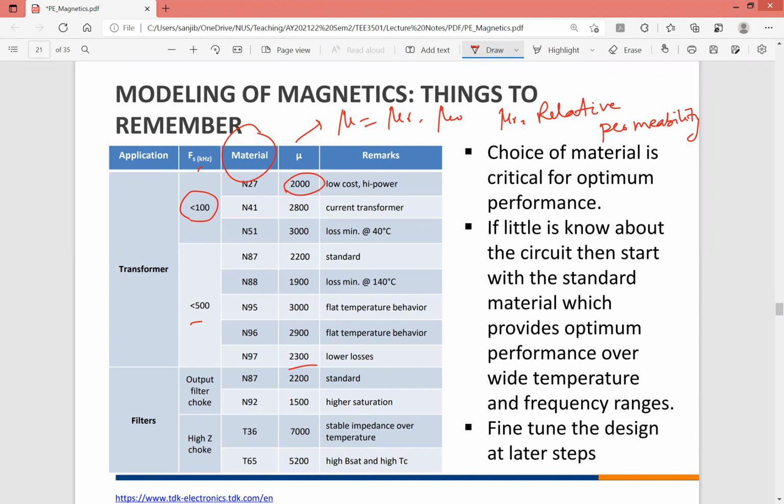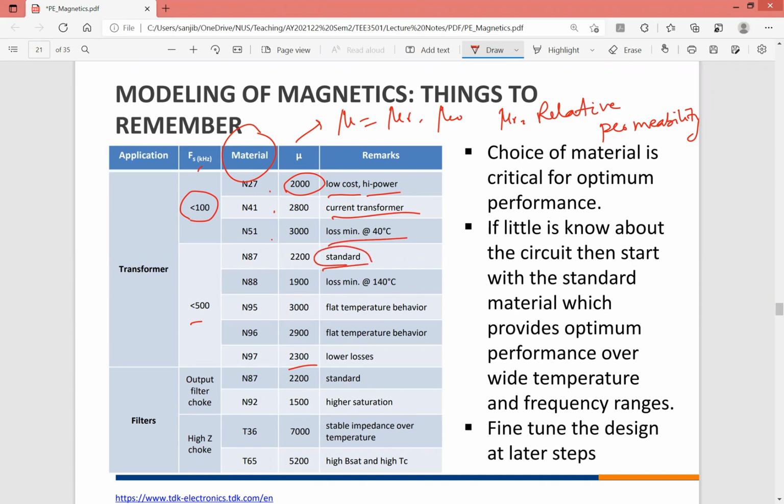So how do you choose? First, if you have a certain operating range, you can see here there are three materials in this operating range, N27, 41, 51, given as some examples. And there are some, like for low cost, high power, you use this. Then there are different applications that are given here.